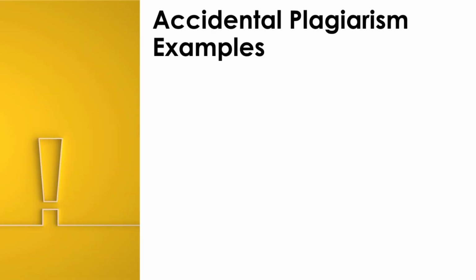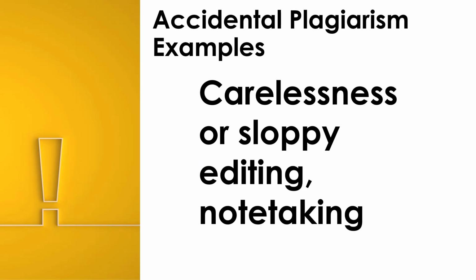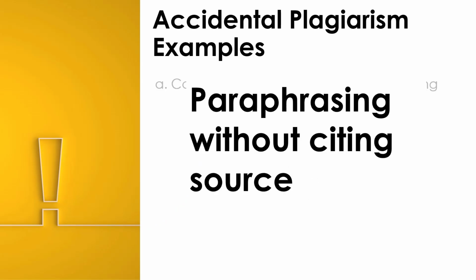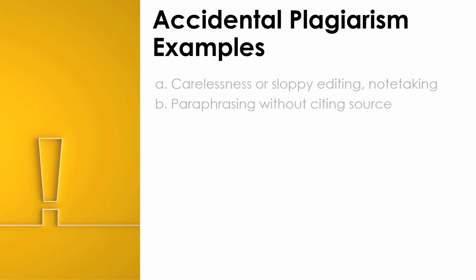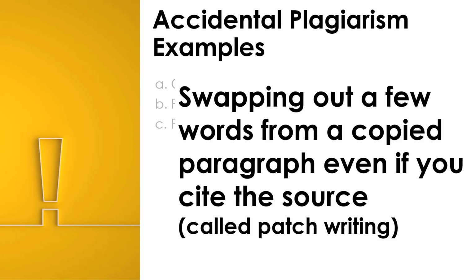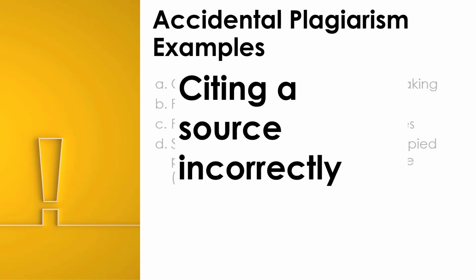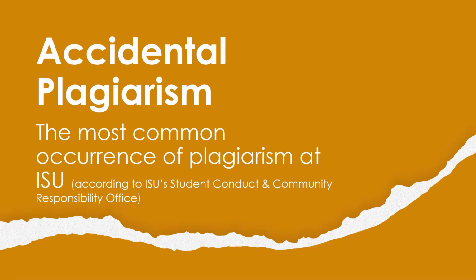Here are some examples of unintentional plagiarism: carelessness or sloppy editing or note-taking, paraphrasing without citing a source, forgetting to cite one or more sources, swapping out a few words from a copied paragraph even if you cite the source. This is called patch writing. Citing a source incorrectly. This form of plagiarism is the most common form of plagiarism here at Illinois State.